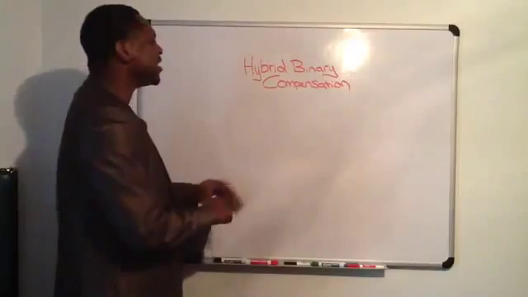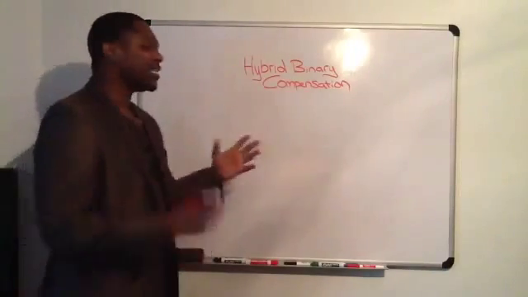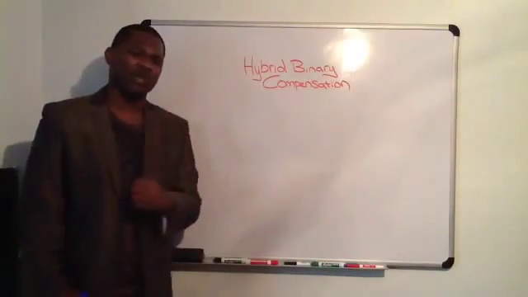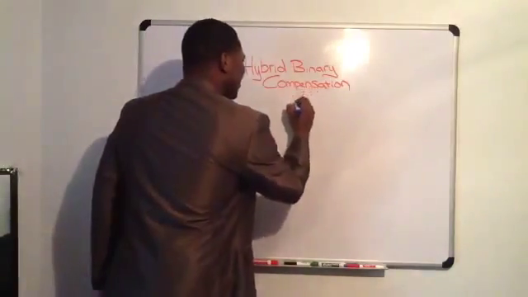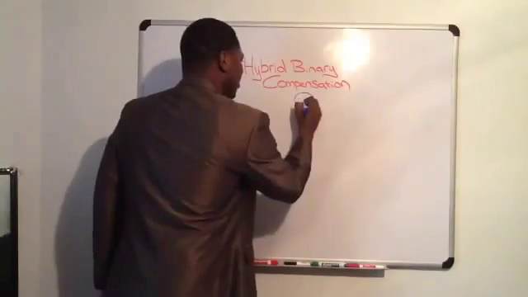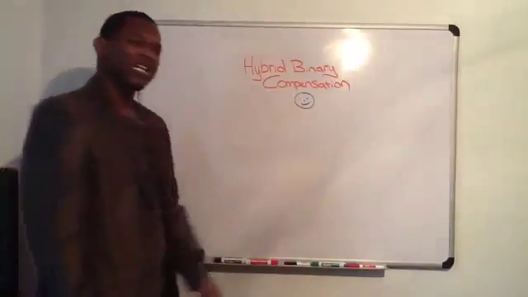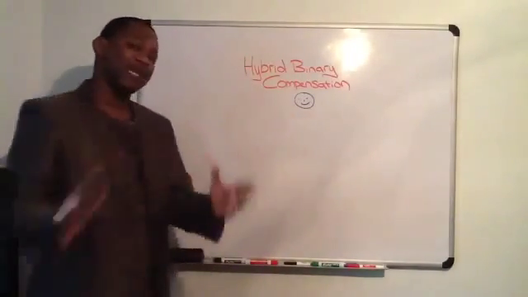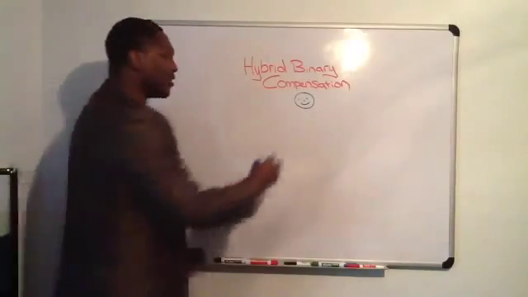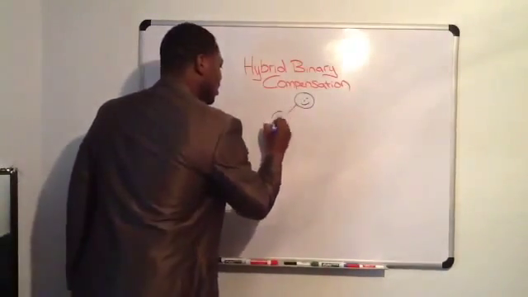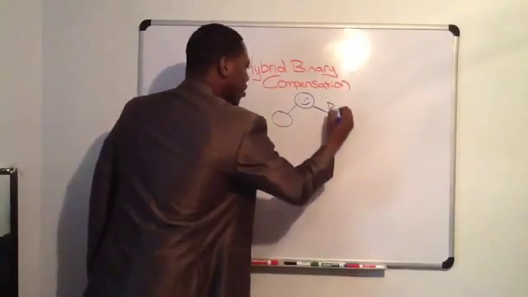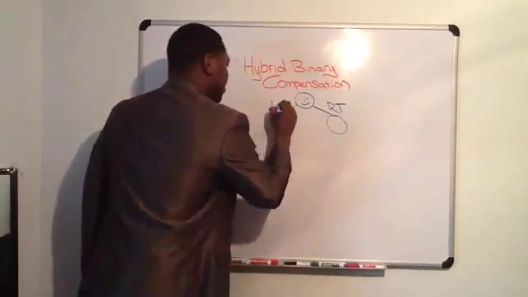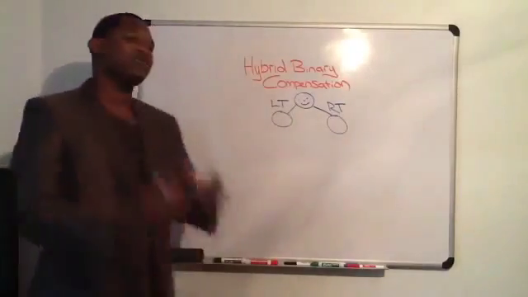What I really love about the hybrid binary is it's very, very simple. You build two teams, okay? You build the left team and the right team. So let me show you how this works. Let's say this is you, okay? And you're happy. You just joined the business. It's very, very simple. You're going to build a left team, and you're going to build a right team, okay? RT stands for right team, LT stands for left team. And it's very, very simple.